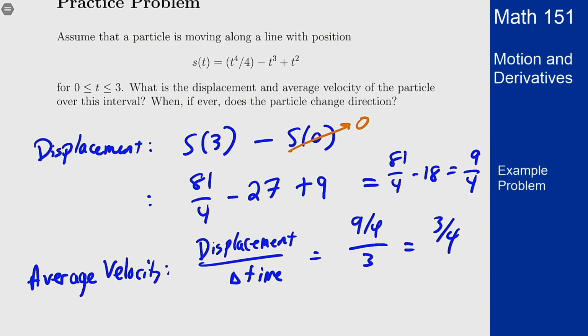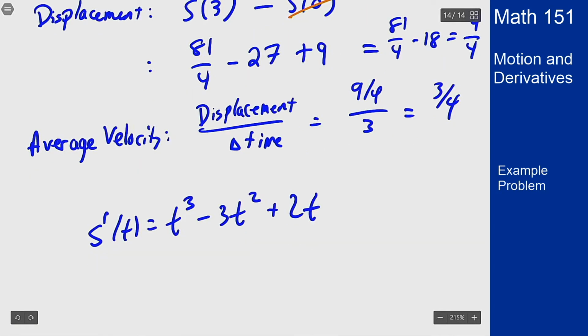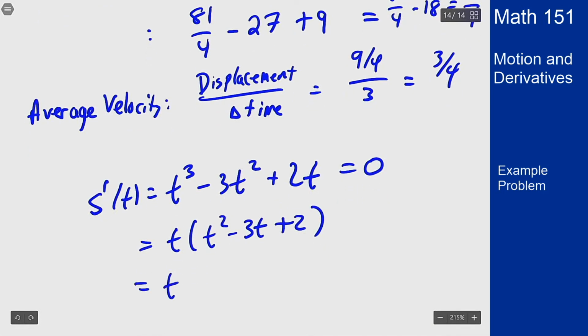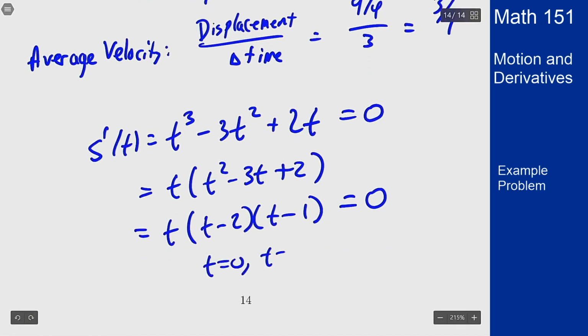We'll start by taking a derivative. We get that s prime of t is then t cubed, because the 4 and the 1/4 cancel out, minus 3t squared plus 2t. And I want to figure out when this is 0. I can do that by starting to factor it. This factors as t times t squared minus 3t plus 2. And this also factors as t times t minus 2, t minus 1. So this is 0 at t equals 0, t equals 1, and t equals 2.